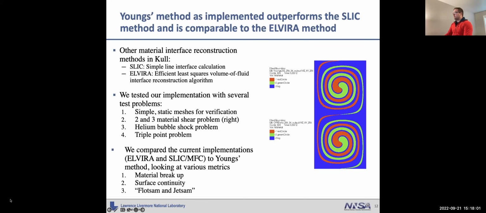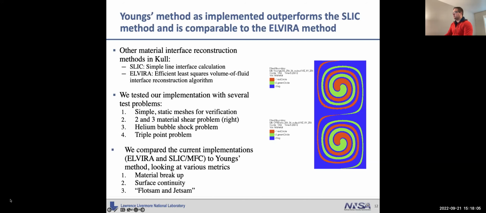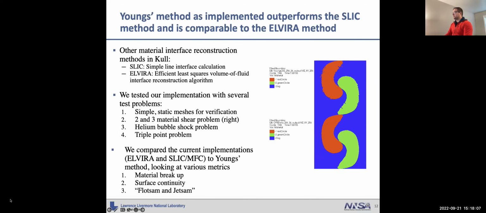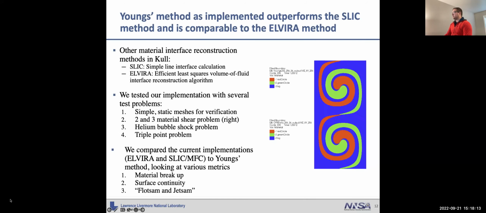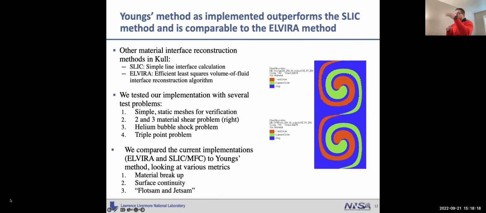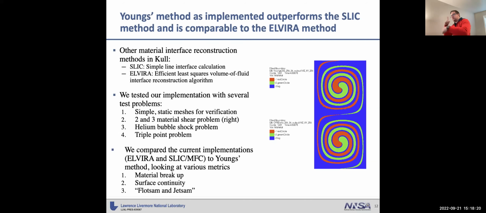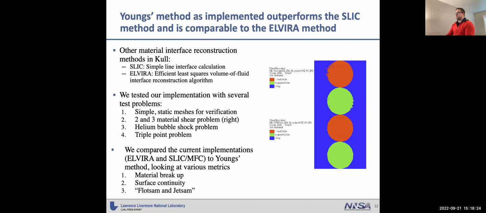So over here on the right is the 2 and 3 material shear problem. This is just the 3 material one. Young's method is the method up top. Elvira is the method on the bottom. And so you can compare and contrast how they look. The goal of this one is you have an artificial velocity field where you advect this material and then you re-advect it backwards to try and see how well you can keep that material together.